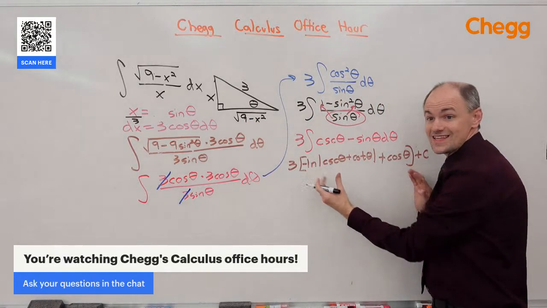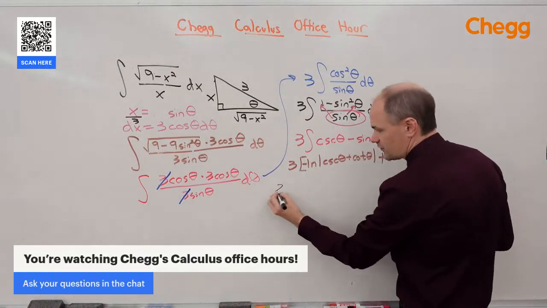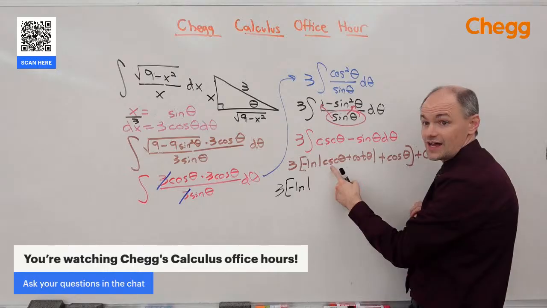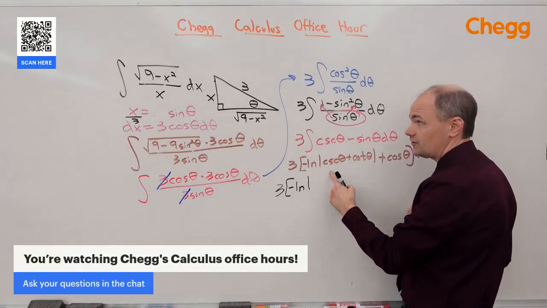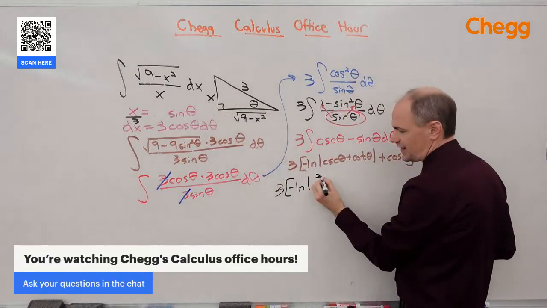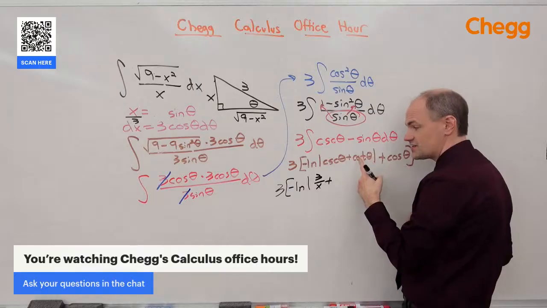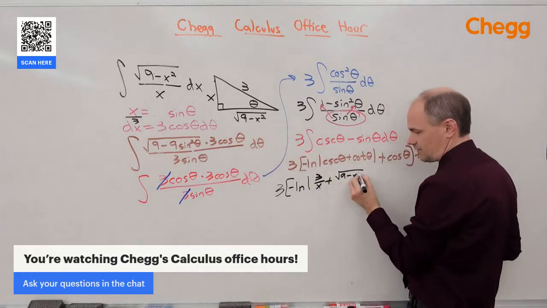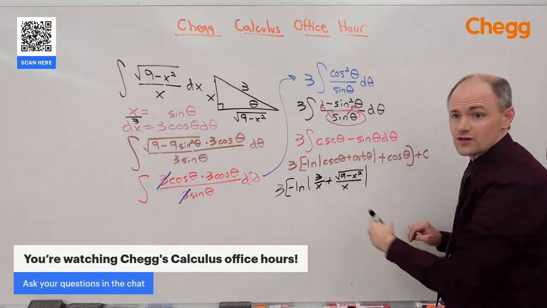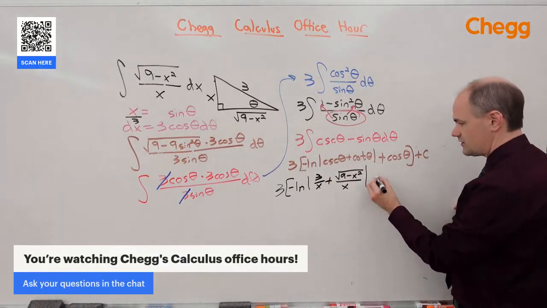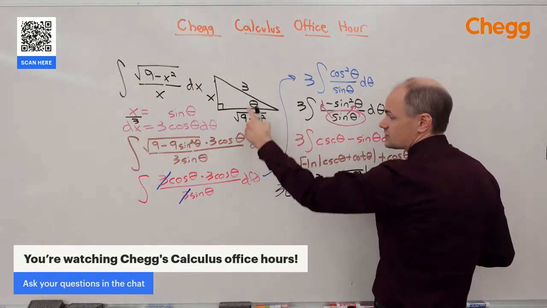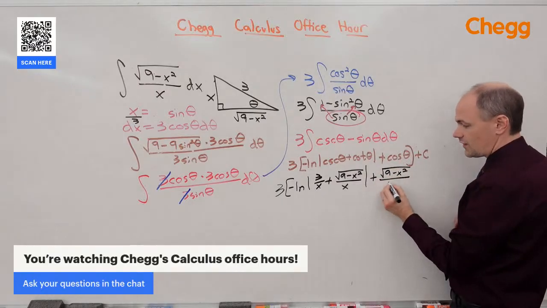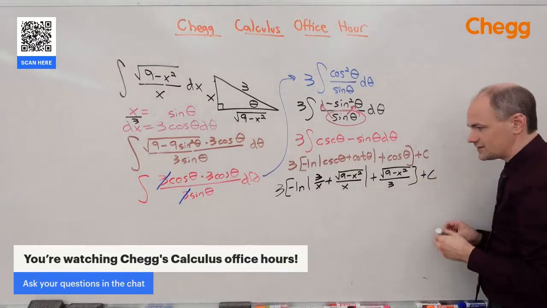We can do that now to plug into this and evaluate what we end up with. So we have 3 times negative natural log of the cosecant. Well, cosecant is the reciprocal of sine. Sine is opposite over hypotenuse, so this is hypotenuse over opposite, 3 over x. Plus cotangent. Cotangent is adjacent over opposite, that's the square root of 9 minus x squared over x. It's nice that we have a common denominator. We could rewrite that with a common denominator if we wanted to. Plus the cosine. Cosine's the adjacent over the hypotenuse, which is going to be the square root of 9 minus x squared over the hypotenuse of 3, plus our constant.